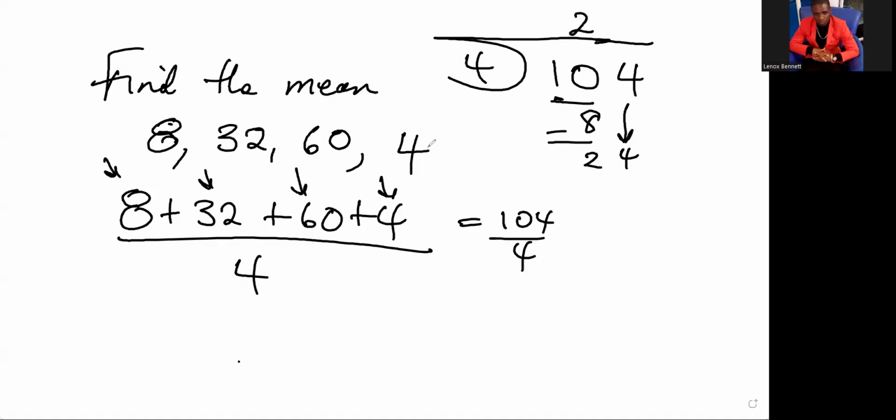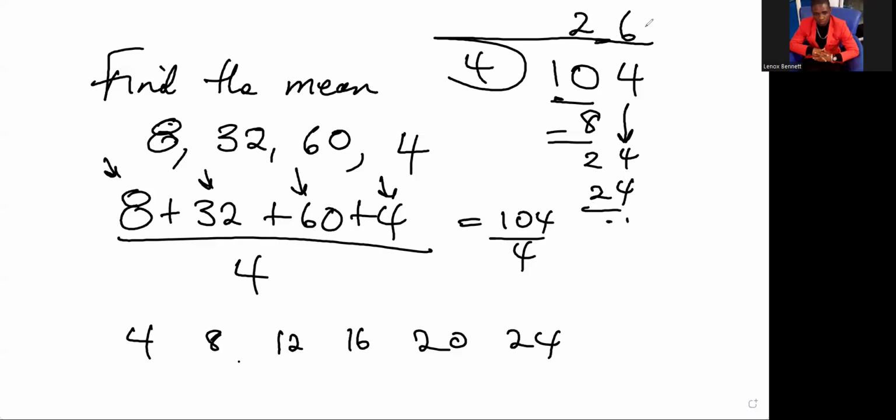How many groups of 4, or how many times do we add 4 to itself? See that, guys? This is multiples, you know? How many times do we add 4 in order to get 24? 6 times. 4 sixes are 24. And there we have it. Our answer is 26. So the mean or average is equal to 26.